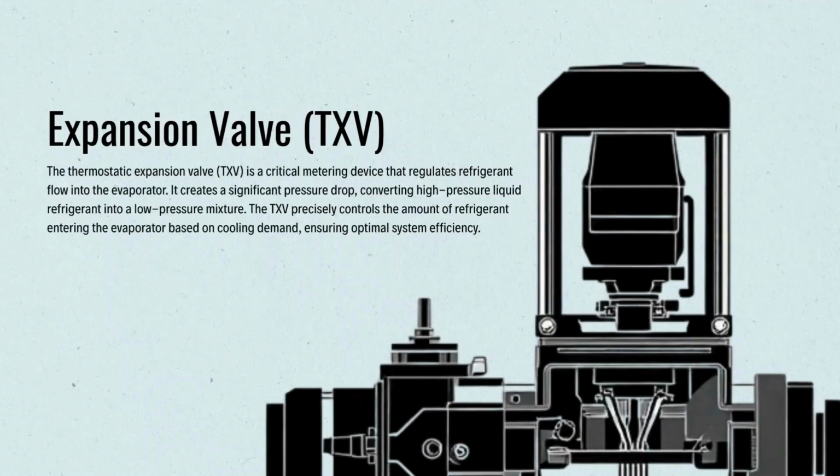Expansion valve. The thermostatic expansion valve, TXV, is a critical metering device that regulates refrigerant flow into the evaporator. It creates a significant pressure drop, converting high-pressure liquid refrigerant into a low-pressure mixture. The TXV precisely controls the amount of refrigerant entering the evaporator based on cooling demand, ensuring optimal system efficiency.